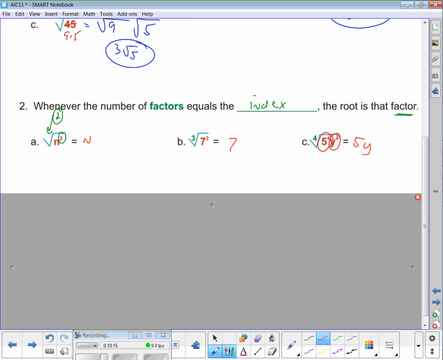So look, let me try to get you to understand. Square root, we're looking for 2 of the same factor, and the root is that factor. The end. Cube root, we're looking for 3 of the same factor. Whether it says 7 cubed or 7 times 7 times 7, we're looking for 3 of the same factor, and the cube root is that factor, that's 7. For a 4th root, we're looking for 4 of the same factor, and the 4th root is that factor, that 5, or that factor, that y. That's what you're after. That's all we're doing.